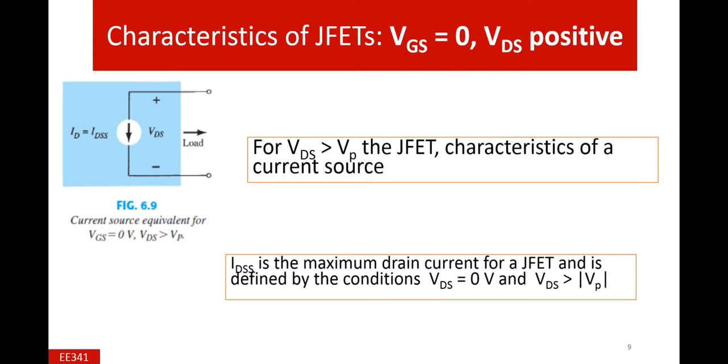So it is a more elaborated situation. This is the equivalent model of an N-channel JFET, and this is the maximum current at the condition when VGS is 0 and VDS is increasing further from the pinch-off voltage. IDSS is the maximum current value for those conditions.